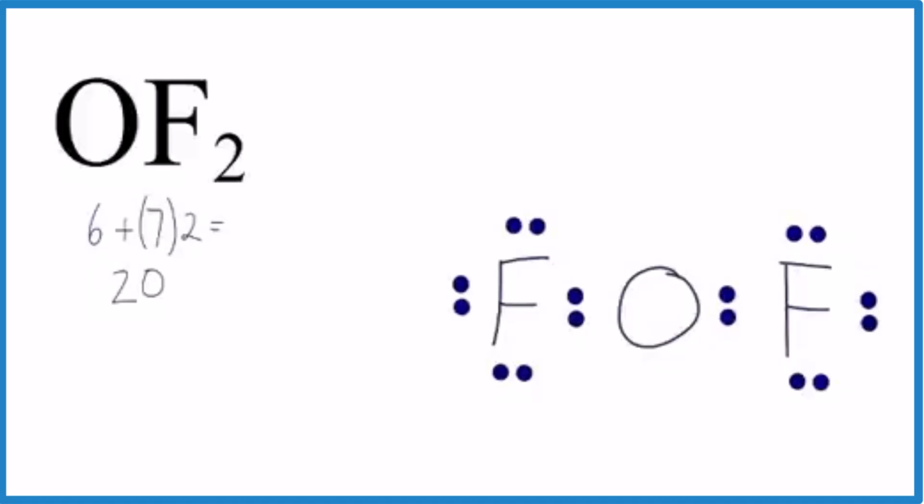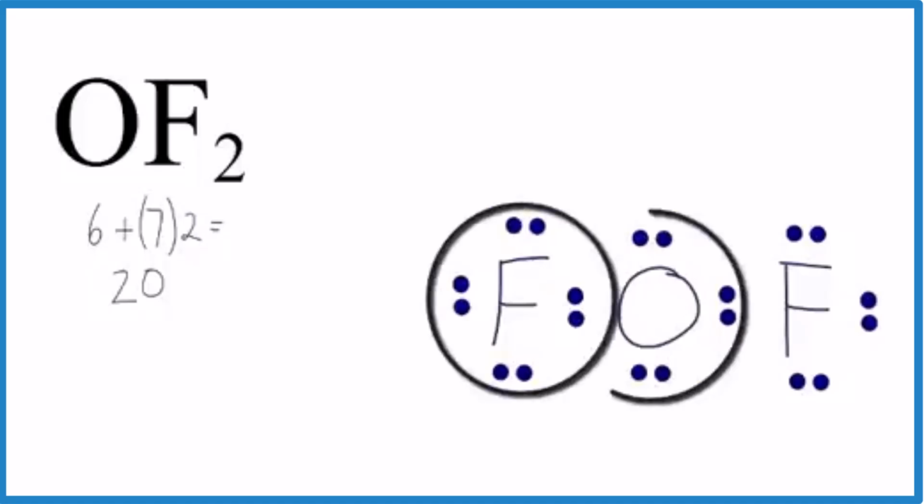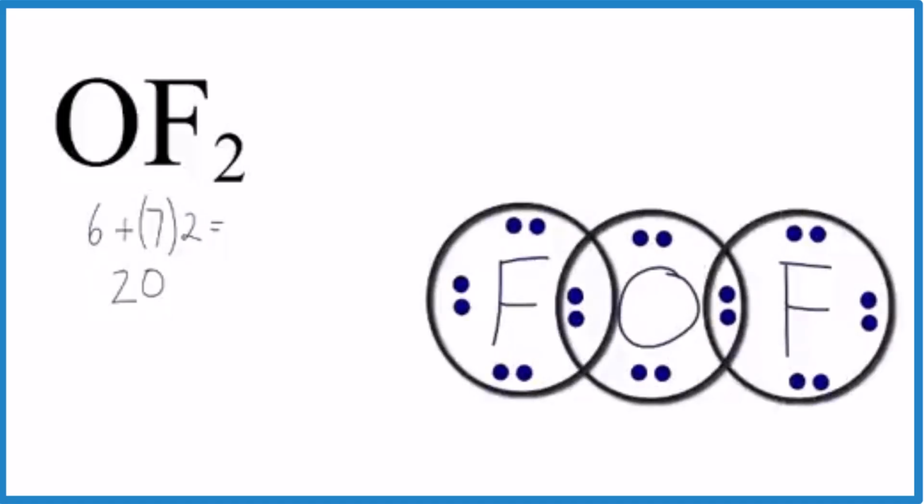So now the fluorines have 8 valence electrons. They have an octet. We've used 16. That means we have 4 more valence electrons. We'll move back now to that central atom. We'll put 2 valence electrons here, and then 2 here. And we've used all 20 valence electrons, and each of the atoms in this Lewis structure has an octet. So we're done with the Lewis structure for OF2.